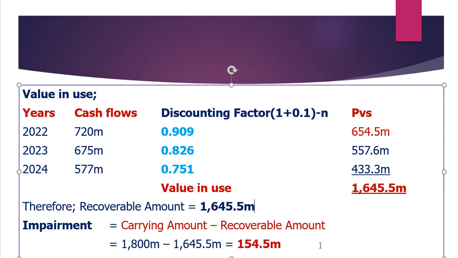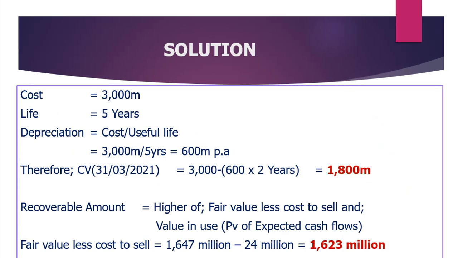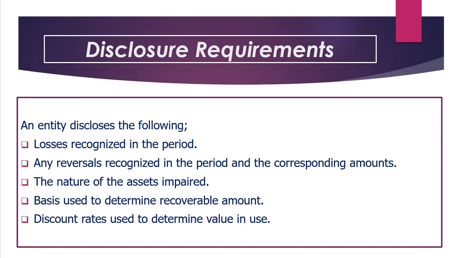impairment of assets. Now, in the financial statement, especially the balance sheet, this asset will appear at its recoverable amount of 1,645.5 million, not its carrying amount. Why? Because it is impaired. That's why we have to recognize this impairment loss as an expense in the statement of profit or loss account. So that is how we treat impairment of assets, or IAS 36.